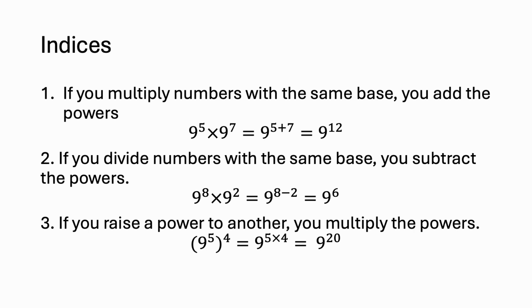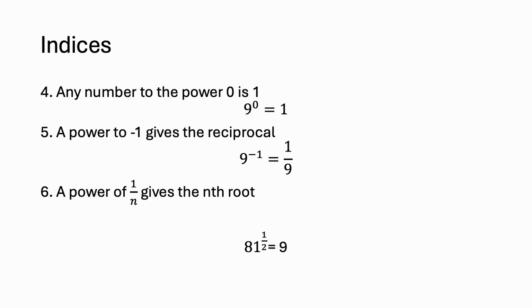Similar thing with dividing. If you have numbers of the same base, you subtract the powers. And then when you have your brackets, so here you have 9 to the power of 5 in brackets, and then you have to the power of 4 on the outside. So we call that as raising a power to another. So essentially, whenever you see the brackets, you multiply the powers together. So you do 5 times 4, which is 20. Whenever you do any number to the power of 0, you're always going to get 1. Doesn't matter if it's 9, 7, 16, 400, 5,000, 6,000. As long as it's to the power of 0, you're always going to get 1.